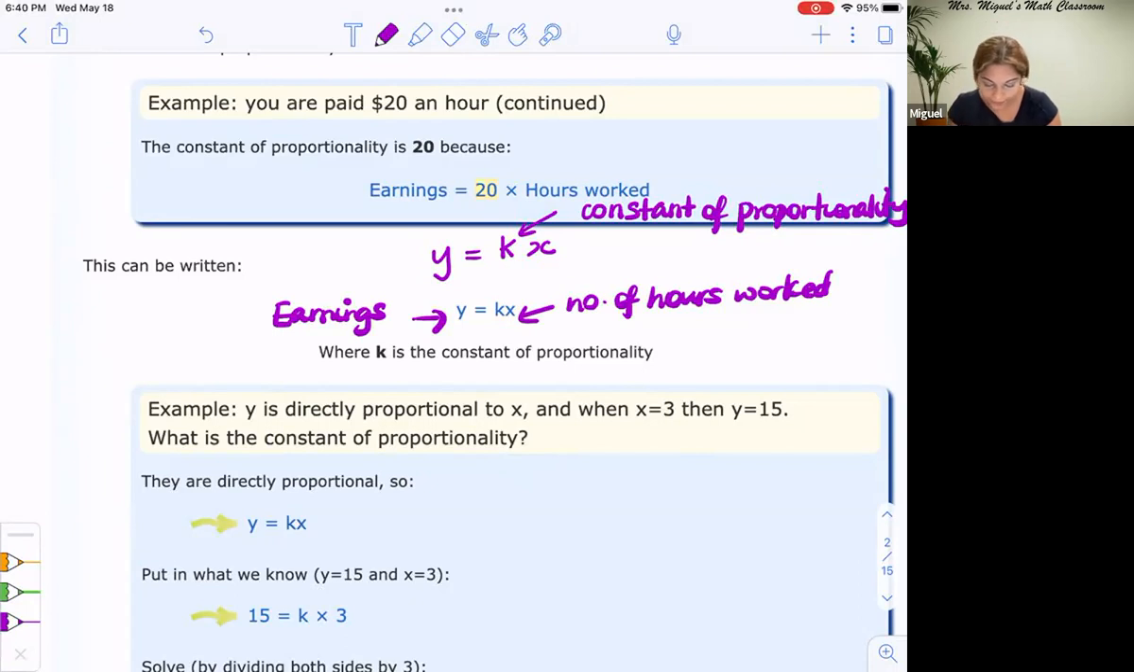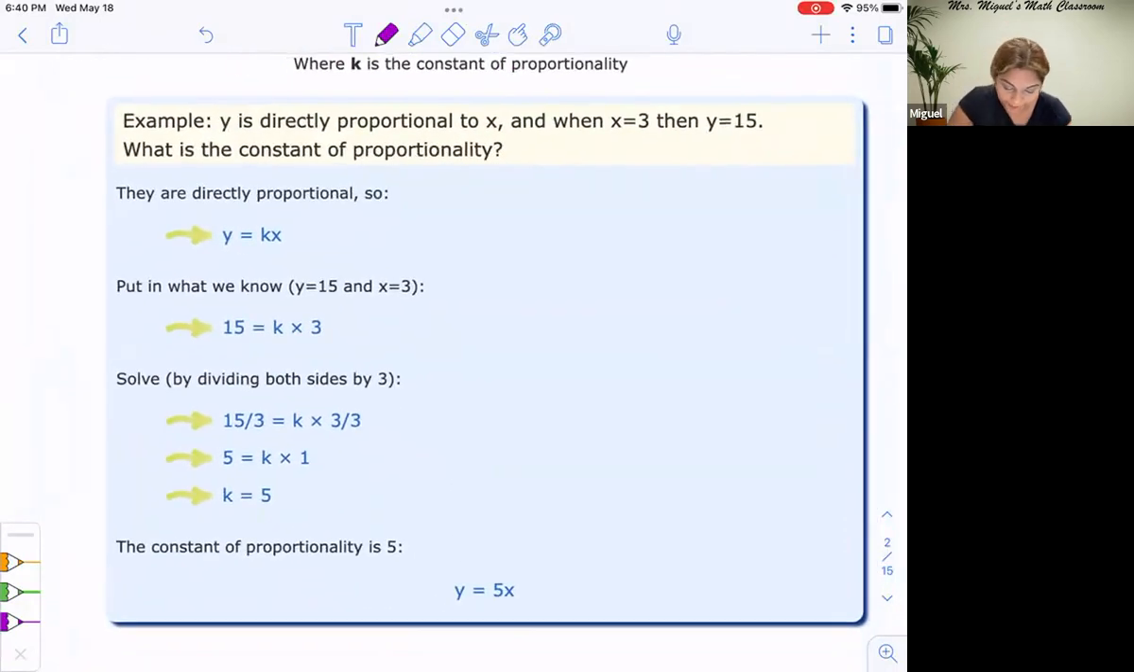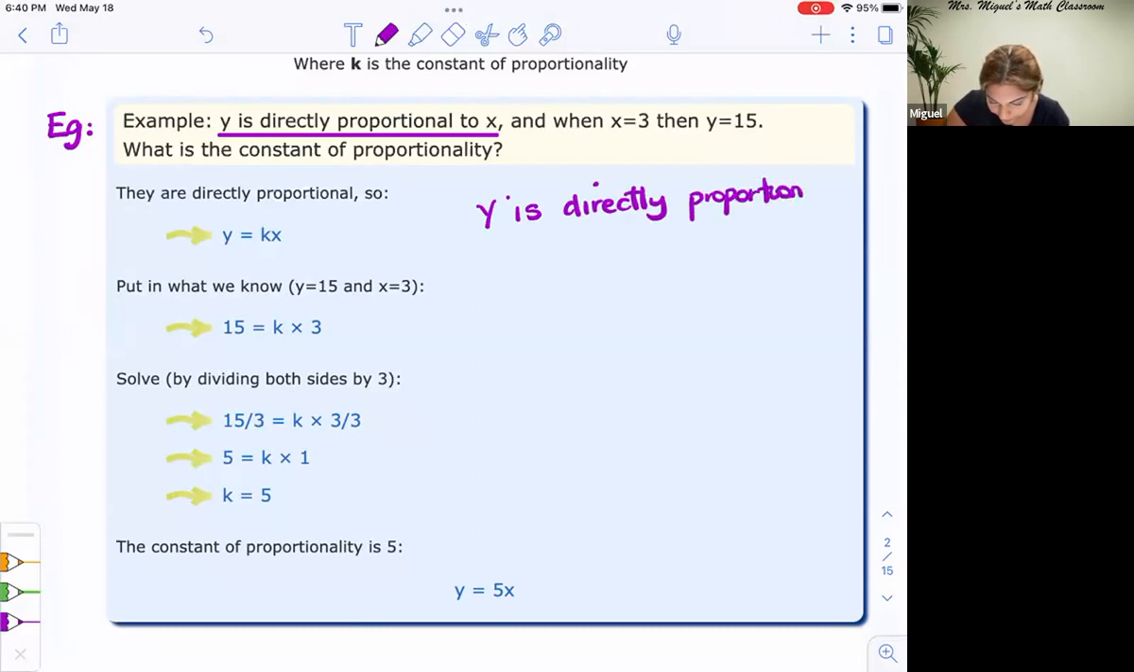So here is another example. So if I say y is directly proportional to x, this is the first thing I want you to write in your book. Write e.g. and write that line underlined in purple. Write it for me. Write y is directly proportional to x. Write it. Tell me when you finish.